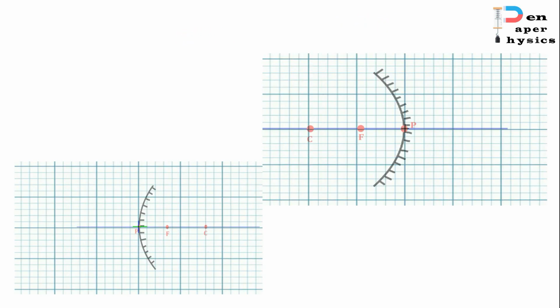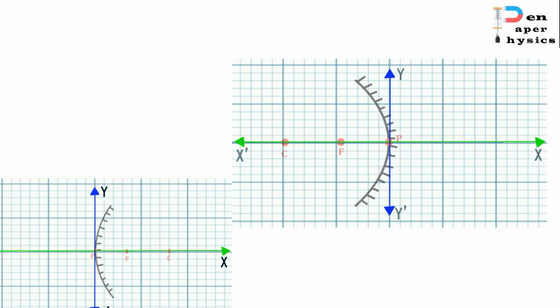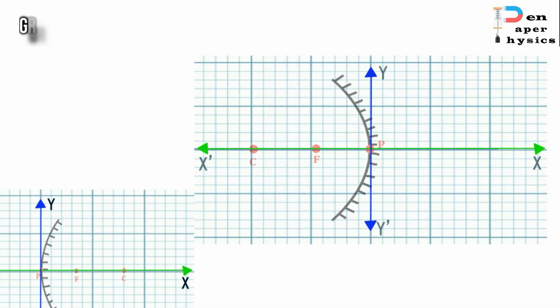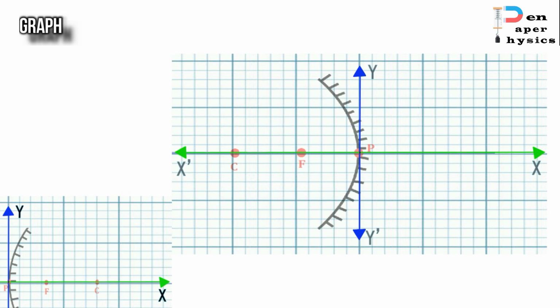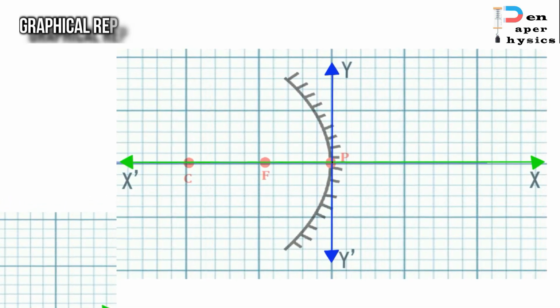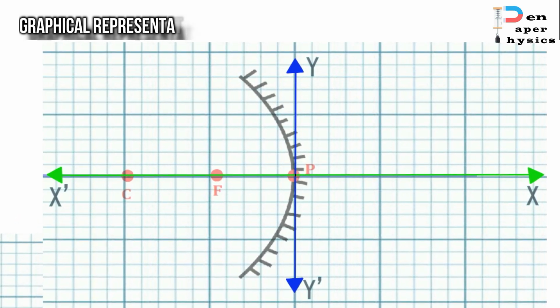Here I am showing you the representation of the sign conventions through a graphical method. Now we consider the pole as origin. So here also, on a graph paper, I am taking two perpendicular axes, X' and Y', and we will keep the P, or the pole, at the origin.